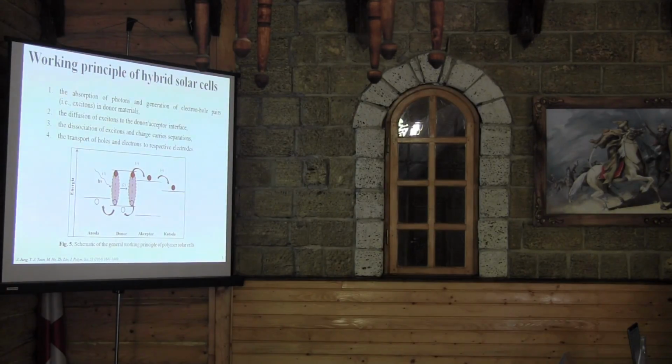The working principle of a hybrid solar cell is that after the absorption of sunlight, we have the generation of an exciton in the donor material, and then the diffusion of this exciton to the donor-acceptor interface, and the dissociation of the exciton and charge separation. And after that we have the transport of holes and electrons to the respective electrodes.